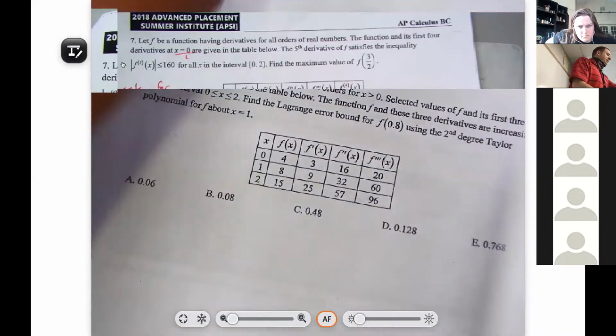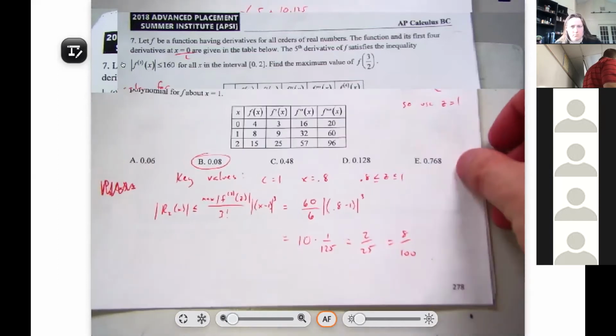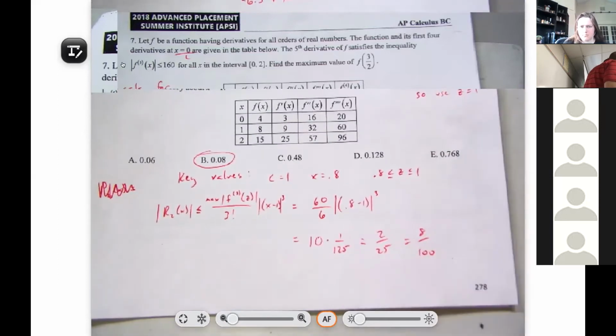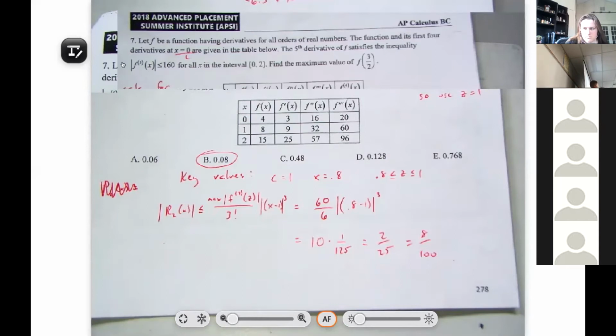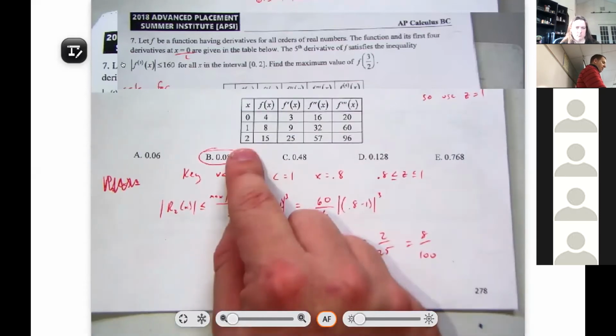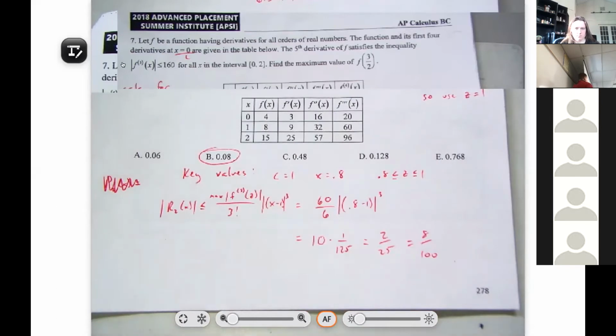Everything else is kind of the same, but this is the first one where you actually need to be careful about what your X and C values are. So first of all, your C value is 1 because you're centered around X equals 1. Your X value is 0.8. So X is 0.8, C is 1. That means Z has to be a value between 0.8 and 1. You're looking for the maximum value of the third derivative evaluated at some number between 0.8 and 1, which means you can't use f triple prime of 2. That's not what you're allowed to use. So that's the trick part of selecting 96.